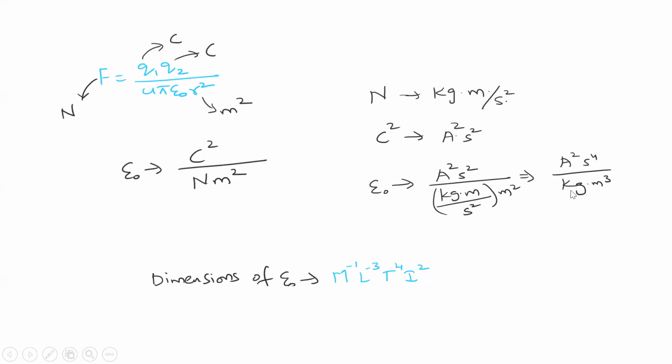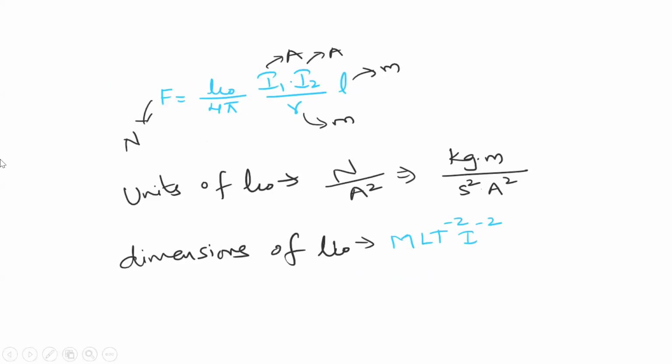Here kg is mass, which is in the denominator, so M power minus 1. Meters is length, in the denominator meter power 3, so L power minus 3. Seconds is time, so second power 4 is T power 4, and ampere is electrical current I. In the same way, we write in this sequence M. So epsilon naught has this dimension.